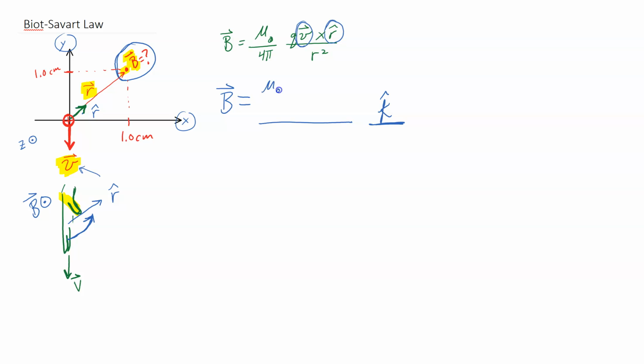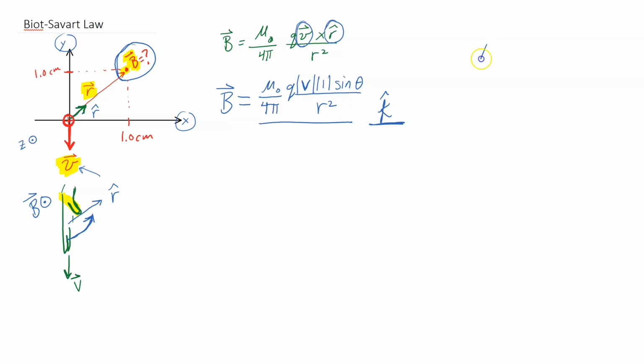These are all constants, mu naught. You can look that up in the front of the book. 4 pi. Q here would just be given to you. Let's say it was a proton or an electron. You know those charges, and you could look that up also. And v is some speed that's given. So here I'm going to do v times 1 times the sine of the angle between those two vectors. This is a cross product, and there's the length r squared down there.